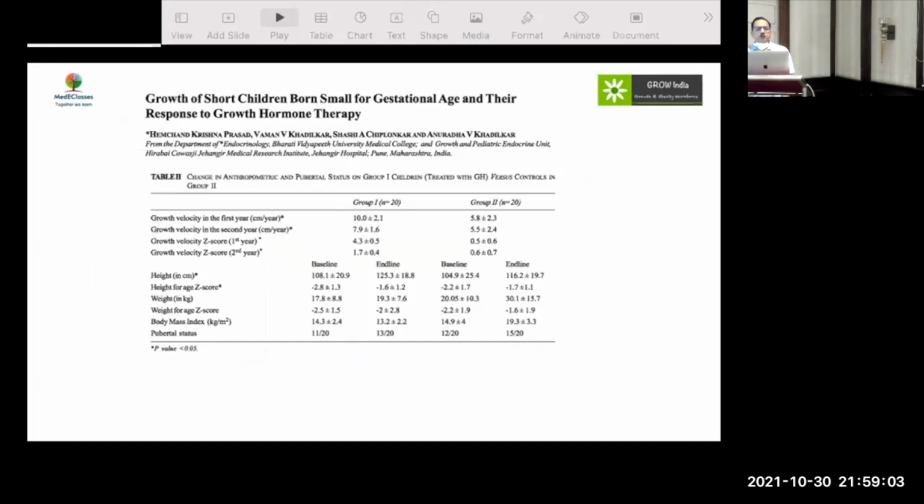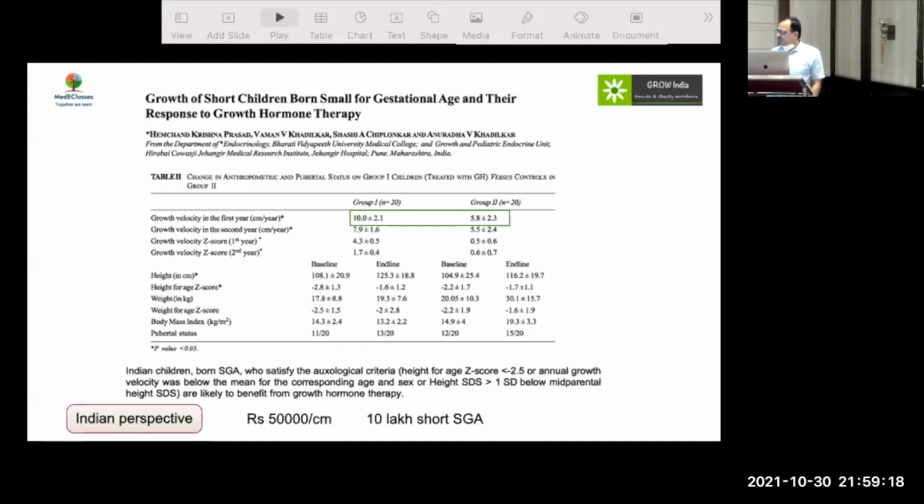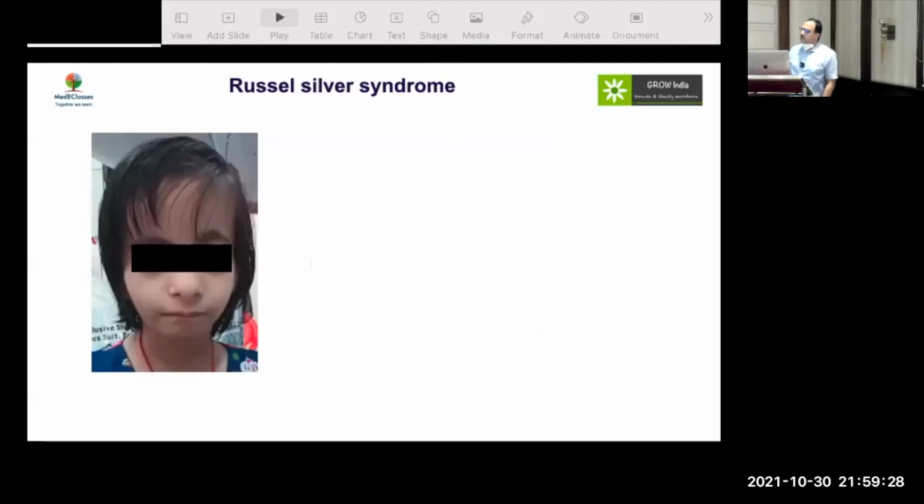For GHD, the response is much better. In SGA, the response is slightly less, but again, a good response. This is the Indian data from Dr. Khadilkar's group, which also talks about a good response in Indian children. And this is a good response which we have observed. The cost is significant, so you have to individualize the decision. Do not treat everybody with SGA, but if SGA is very short, explain the cost and then treat. That is what we talk about. Russell-Silver syndrome have a good response to treatment as with other SGA.